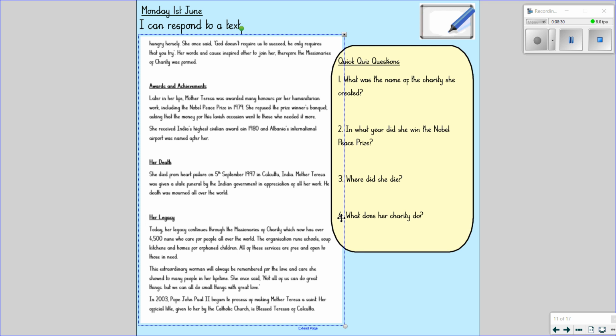Then we've got some on the second page of the text. Number 1, what was the name of the charity she created? In what year did she win the Nobel Peace Prize? Where did she die? And what does her charity do? All the questions there are very quick retrieval style questions. You're just looking for the facts in the text. So pause the video again and have a go answering those questions.